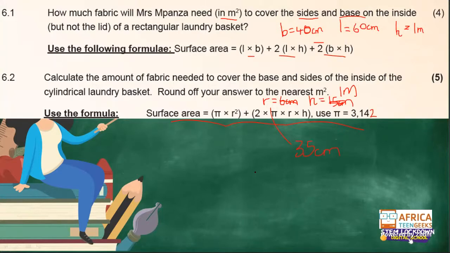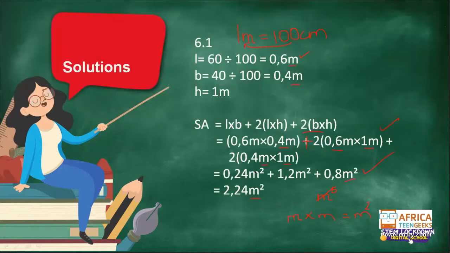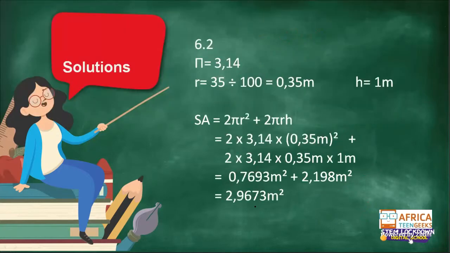Okay, in the interest of time, let me just show you the correct answer, right? Because I don't have time left. Okay, this is what I did. I made sure that my radius is in meters. Then I substituted my radius, pi, and my height into the formula. And then my answer was 2.9673, right? Or 2.97 if you are rounding off to two decimal places.